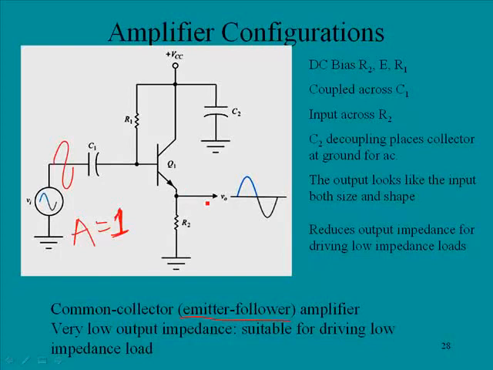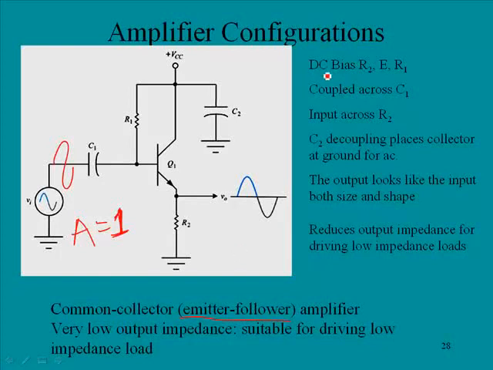So this is one way to have a very low output impedance: take the output off of the emitter. What would happen is that in stages previous to this, we would amplify the signal to the size that we want, and then in the final stage we would send it through this emitter follower. It wouldn't give us any gain, but it would lower the output impedance so we could have maximum transfer of signal to the next stage.